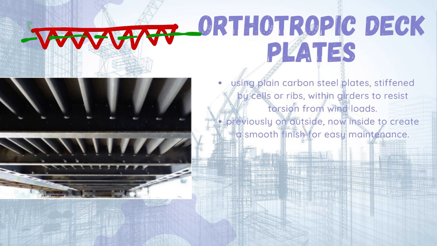The further away the majority of mass is from the neutral axis, the greater the strength will be. So by using orthotropic deck plates, often made out of carbon steels, you can increase the strength of the bridge while not significantly increasing the amount of materials used or the weight of the bridge.